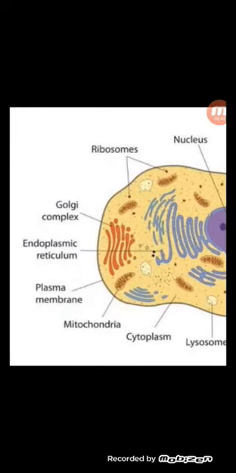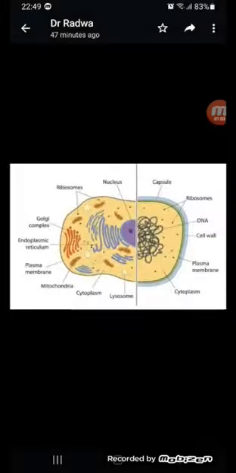The second type is eukaryotic. Eu means the true nucleus. So this type of cell has a true nucleus, like in the plant cell and animal cell. In genetics, we are concerned with the eukaryotic cell.